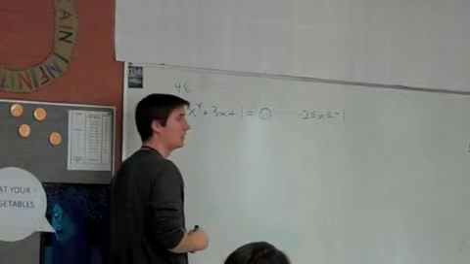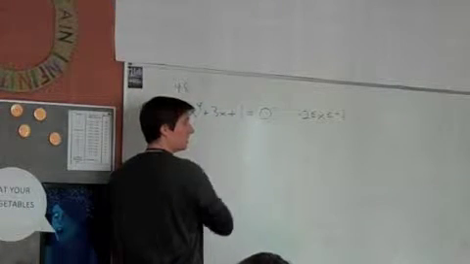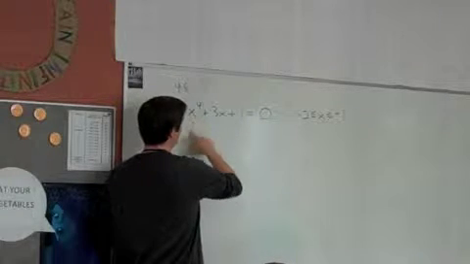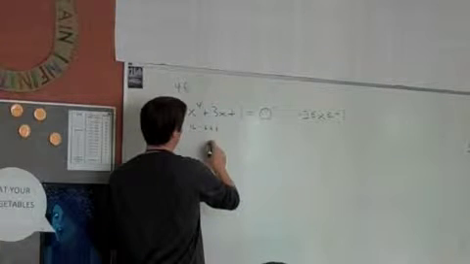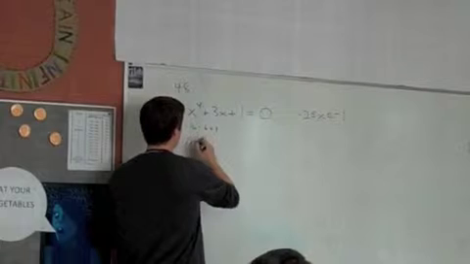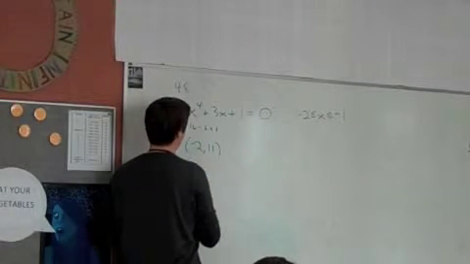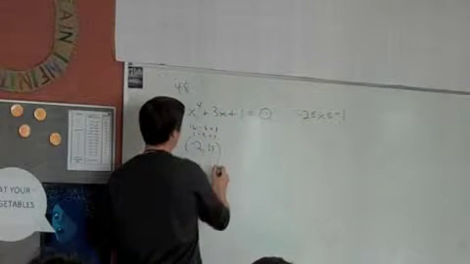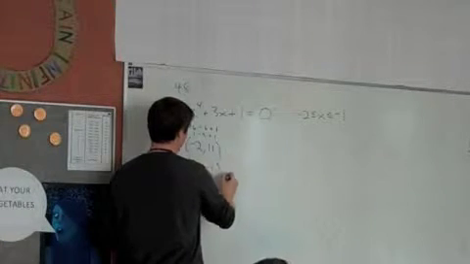And what do you get when you plug in a -2 into this? Let's see, this is going to be 16 minus 6 plus 1. Is that right? 11? At -2, 11. Okay, then I plug in a -1. And I get, let's see, 1 minus 3 plus 1. What do I get? -1? Yeah.